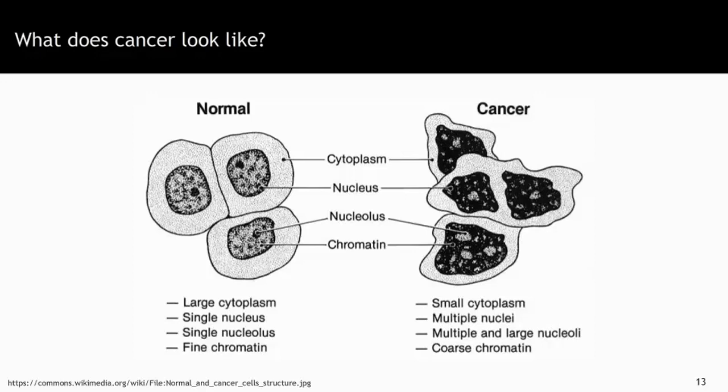This diagram shows some of the things that pathologists look for when making a diagnosis of cancer. They study the amount of cytoplasm in a cell, and cytoplasm is all of the parts of the cell that surround the nucleus, so everything non-nucleus. Cancer cells tend to have a larger nucleus and smaller cytoplasm. Cancer cells can also have multiple nuclei in individual cells, whereas normal cells only have one nucleus. The chromatin, which is another word for DNA wrapped around proteins in the nucleus, also looks different between cancer cells and normal cells.